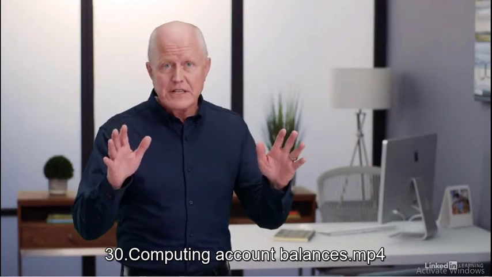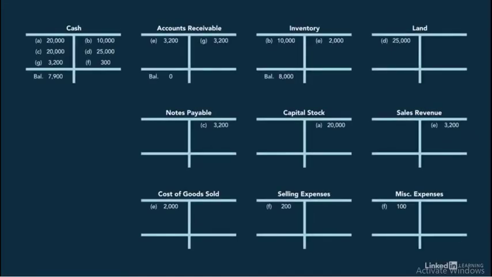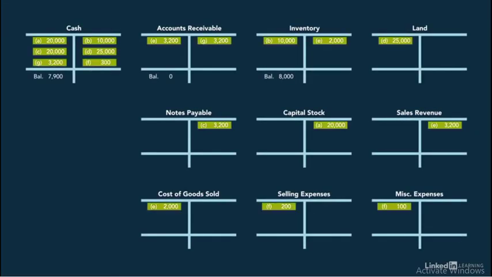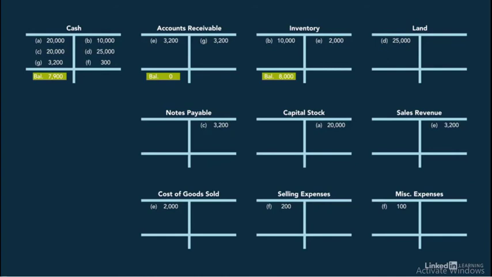Now that we understand the journal entries, the next step is that those journal entries need to be posted to their related accounts. T accounts are used to illustrate this process, with the letters A through G showing the cross-references to the journal entries. A balance is shown for the end of the period. Turns out where only one transaction is involved, the amount of the transaction is also the account balance.